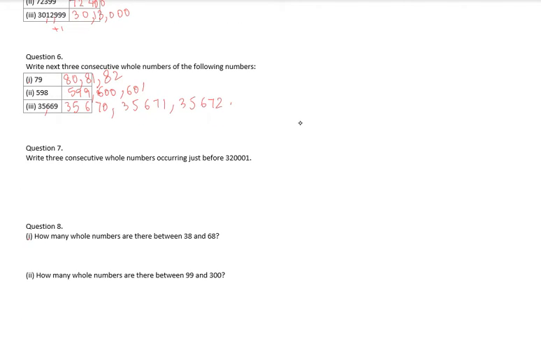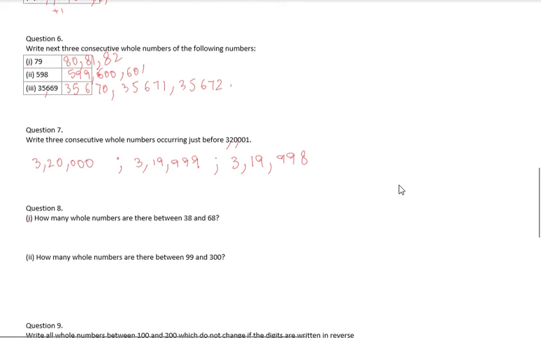So I have to write the number before. The number before 3,20,001 is 3,20,000. Now we know just before 20,000 we have 19,999. So I can simply write 3,19,999, and the number just before this will be 3,19,998.